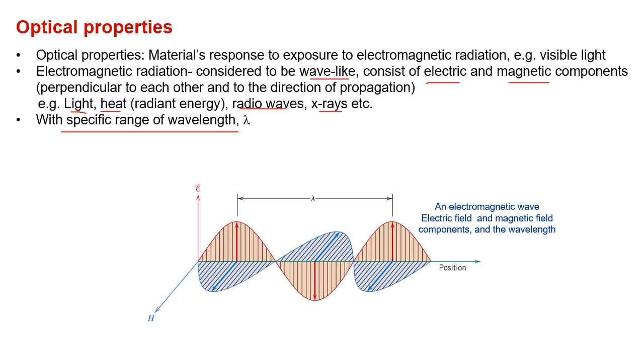If we look at this figure, we can see that the electric wave is perpendicular to the magnetic wave in here, and the combination of electric and magnetic wave will result in the electromagnetic radiation and will propagate in a certain direction with a specific wavelength.